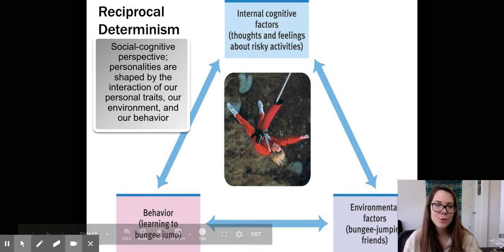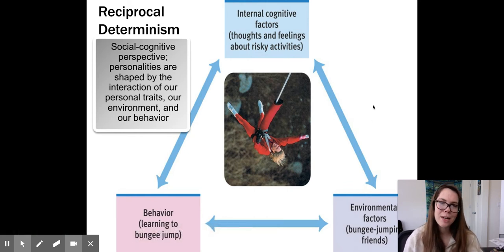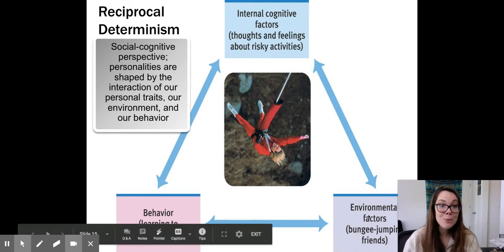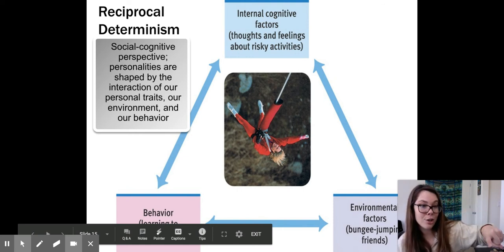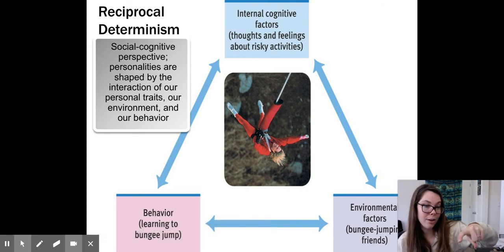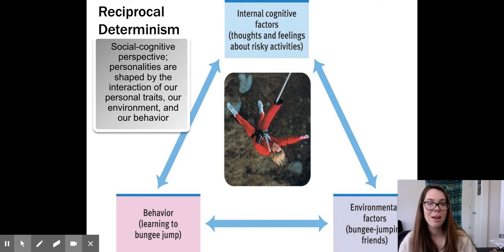This girl is bungee jumping. Her cognitive factors, biologically, might be traits like extroversion. Then her environmental factors could be that her friends want to go bungee jumping, so she's like, okay. And that leads to the behavior. Your cognition, environment, and behavior all work together. They're all connected. That's reciprocal determinism.